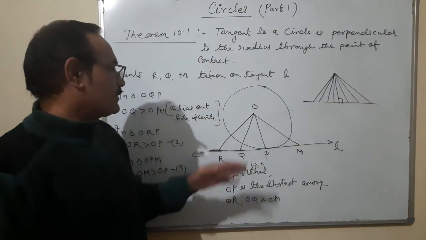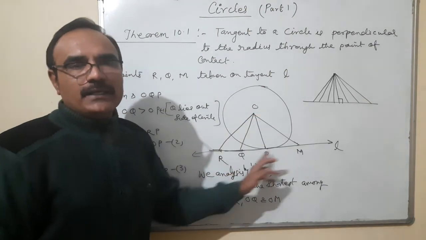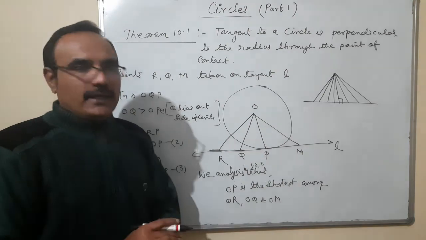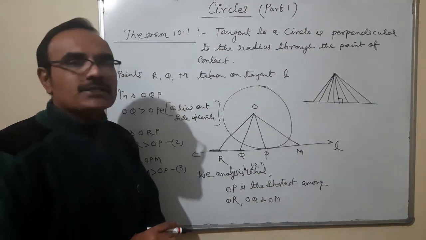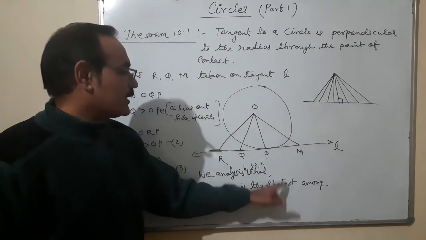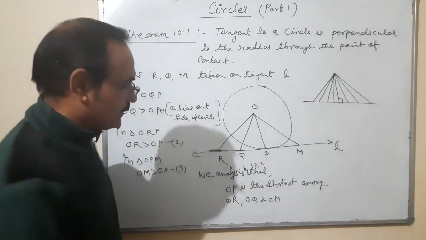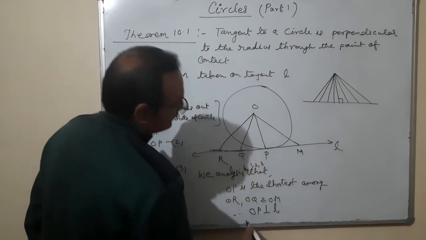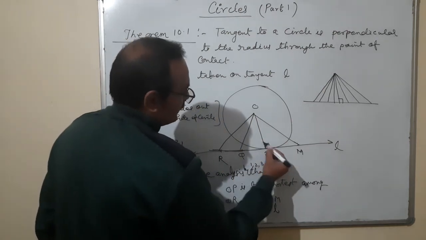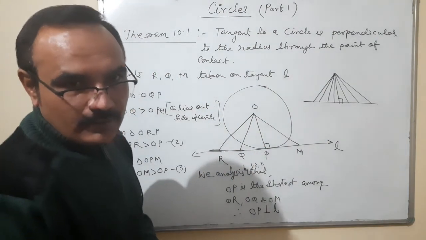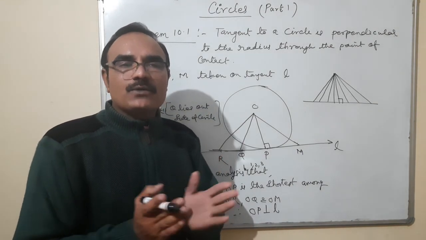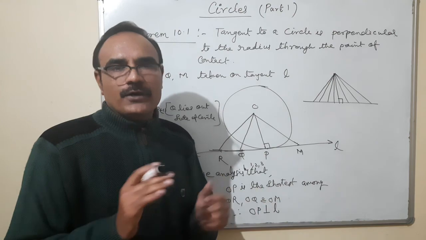Same situation here. Through point O, I have drawn many lines. I have joined O to R, O to Q, O to P and O to M. Out of all those lines, OP is the shortest, so it will be the perpendicular. So OP is perpendicular to L. Okay. So what is the conclusion? The tangent to a circle is perpendicular to the radius through the point of contact.